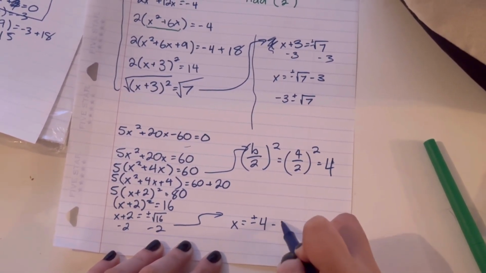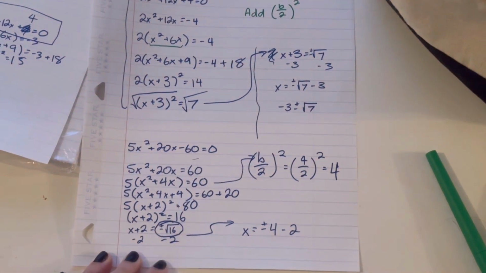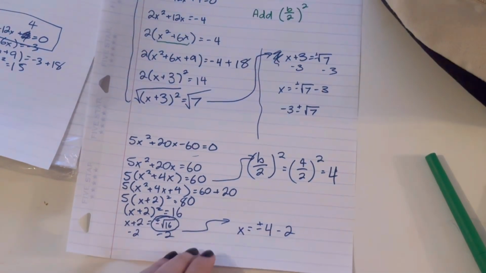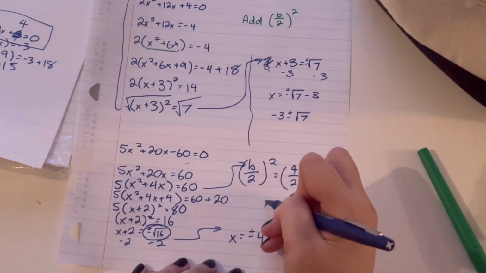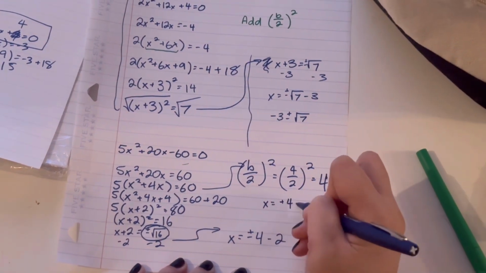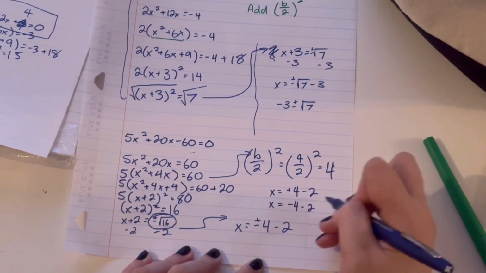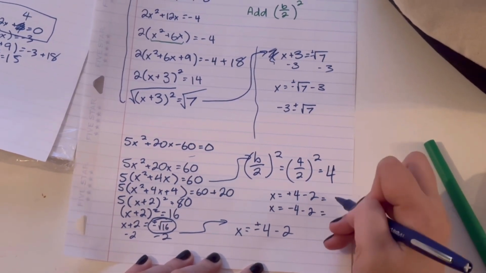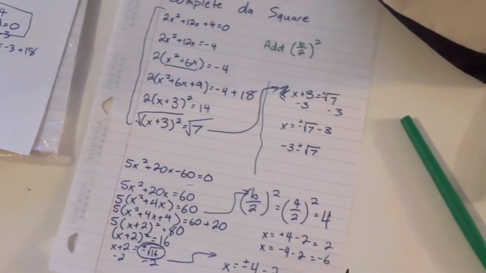Now, if you get a radical that you can work out like this, like turn it into 4, then you're expected to work out both answers. So that means x is going to equal positive 4 minus 2, and x is also going to equal negative 4 minus 2. So the x values are 2 and negative 6. Okay? End.